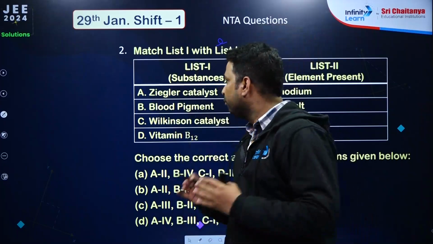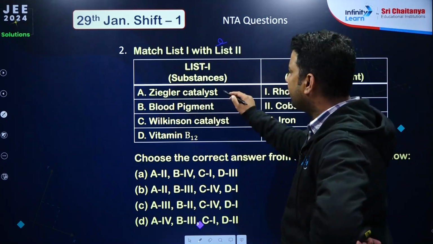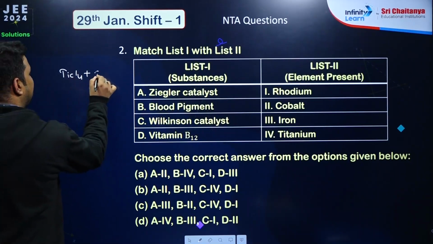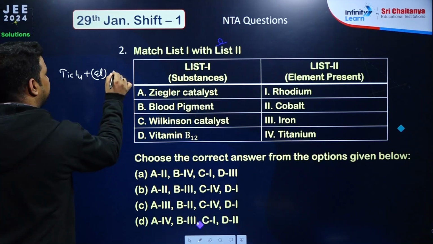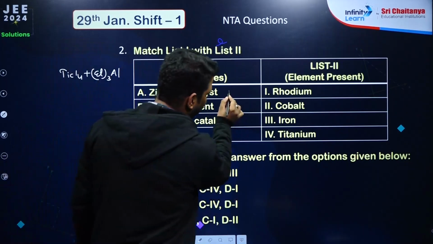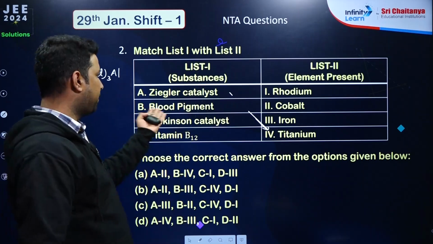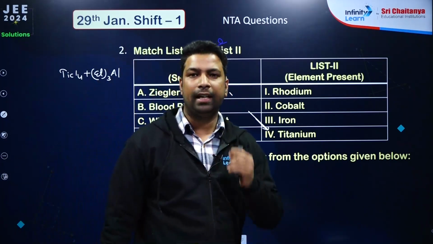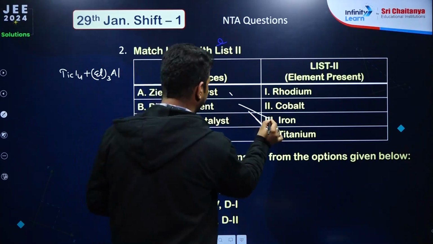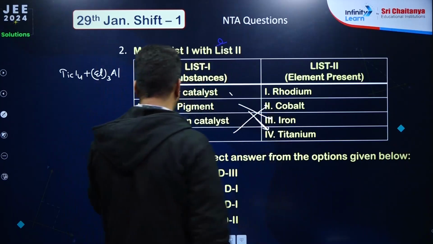If you know about the Ziegler-Natta catalyst and blood pigment, you can easily tackle this question. So Ziegler-Natta catalyst is nothing but TiCl4 along with triethyl aluminium. This is your Ziegler-Natta catalyst. So Ziegler-Natta catalyst is matched with titanium. Similarly, blood pigment. Blood has hemoglobin, and hemoglobin is nothing but the complex of iron. So it should be matched with iron. Similarly, vitamin B12 with cobalt.